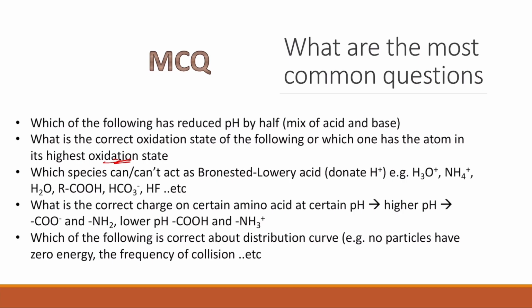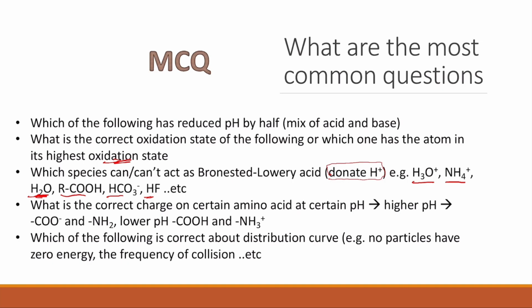Which species can or cannot act as Brønsted-Lowry acid? So remember, Brønsted-Lowry acids are these species which donate hydrogen ion in solution. So something like H3O+, ammonium ion, H2O itself, H2O can act as a Brønsted acid or a base, and carboxylic acids, hydrogen carbonate, and hydrogen fluoride, all of these can act as Brønsted acids.